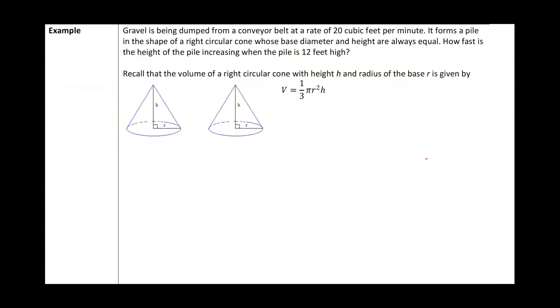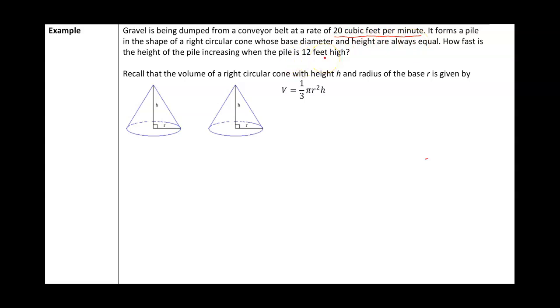Here's the next example. A gravel is being dumped from a conveyor belt at a rate of 20 cubic centimeters per minute. Okay, now because the gravel is being dumped, this is going to be the rate of change of the volume, because that's like how fast the hole is filling up. It forms a pile in the shape of a right circular cone whose base diameter and height are always equal. How fast is the height of the pile increasing when the pile is 12 feet high?